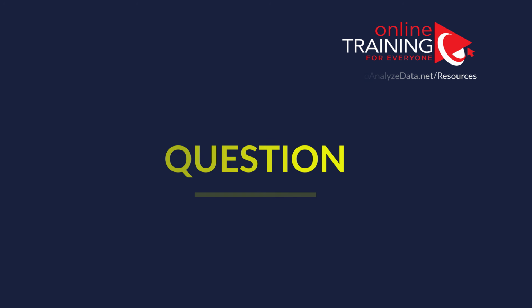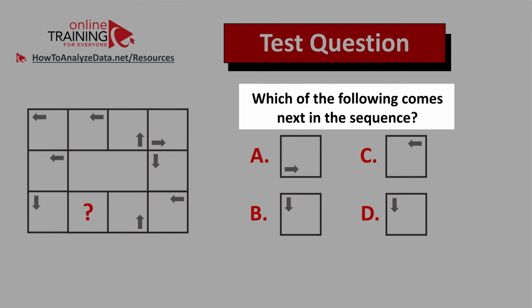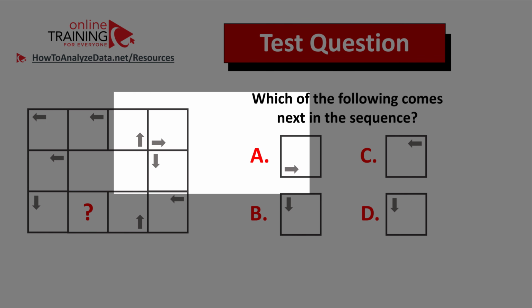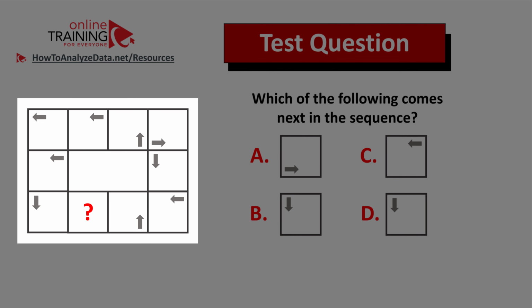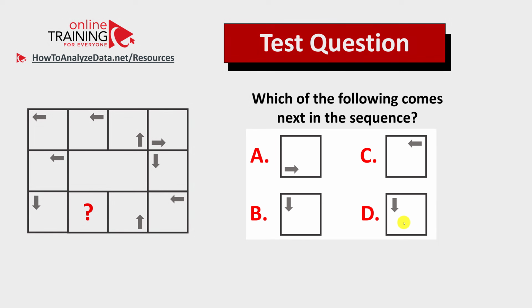Let me share with you a tricky question which tests your pattern recognition as well as logical reasoning skills. Which of the following comes next in the sequence? You're presented with a rectangle, which has multiple squares, and one of the squares is missing. It has a question mark inside. And you have 4 different choices, A, B, C, and D. Take a close look to see if you can come up with the answer.